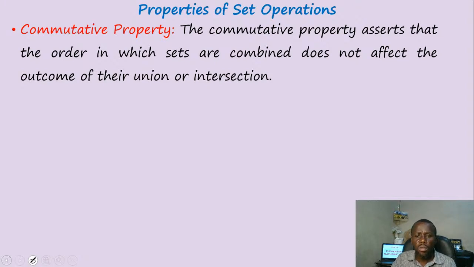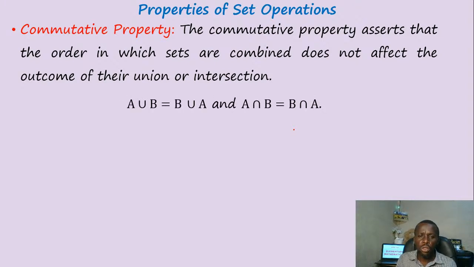Okay, sorry for that. Now, for the commutative property, the commutative property says that the order in which sets are combined does not affect the outcome of their union or intersection. A union B equals B union A. A intersection B equals B intersection A. It doesn't affect whether they combine together, union, or intersection.